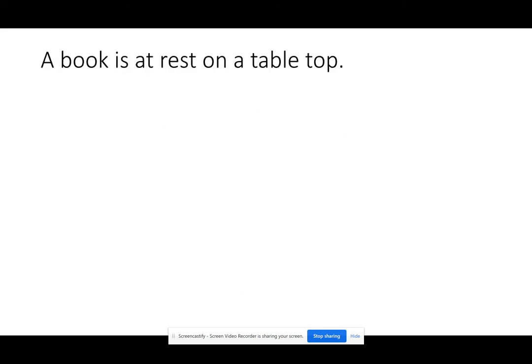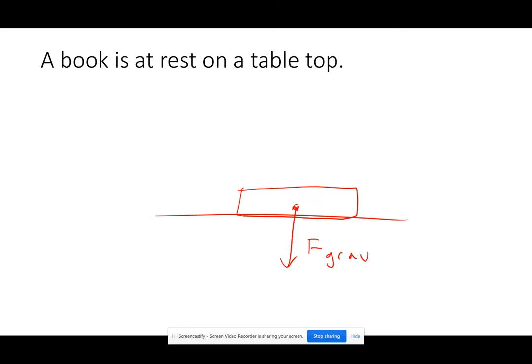Let's see how to draw some of these free body diagrams. Let's say a book is at rest on a tabletop. What are the forces acting on it? Well, if it's on Earth, we're always going to draw gravity. Let's draw gravity first. What other forces are acting on it? If it's just gravity, it would be going downward, but that's not the case. Because it's resting on a surface, there's also normal force, F norm. Those are the two forces acting on the object.